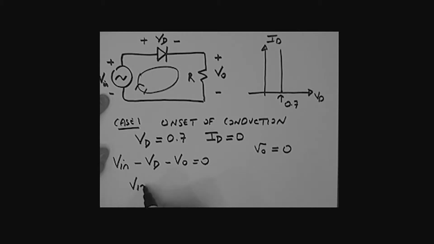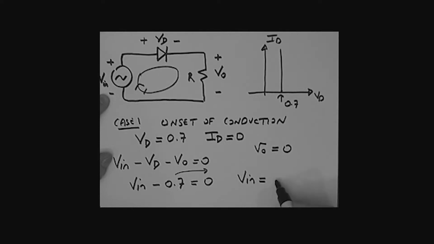V in, then, minus VD, which is what? 0.7, minus VO, but we said that that is 0, all equals 0. Okay, so there's our basic equation. So therefore, what does V in have to equal to bring us to the onset of conduction in this example? Well, if I take this to the other side, then V in would be equal to 0.7 volts. And so really that is our first case.